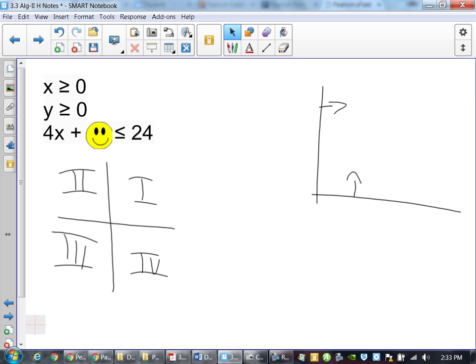Whenever you have an x-intercept, you're on the x-axis, your y value is 0, so what's your x-intercept? 6. And I would put a dot at (6, 0). That's my intercept. And the other one is at 8. I put a dot at (0, 8). How many points do you need to have to determine a line? 2. Connect the dots.